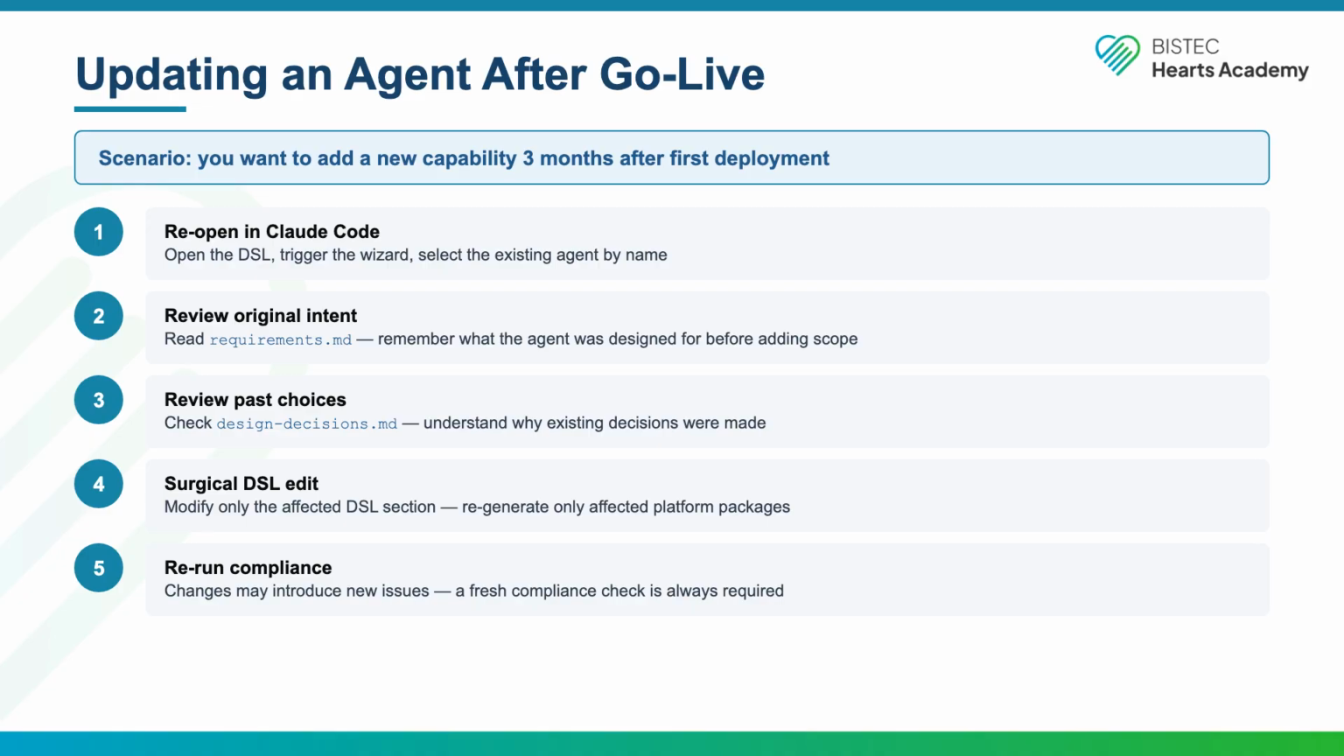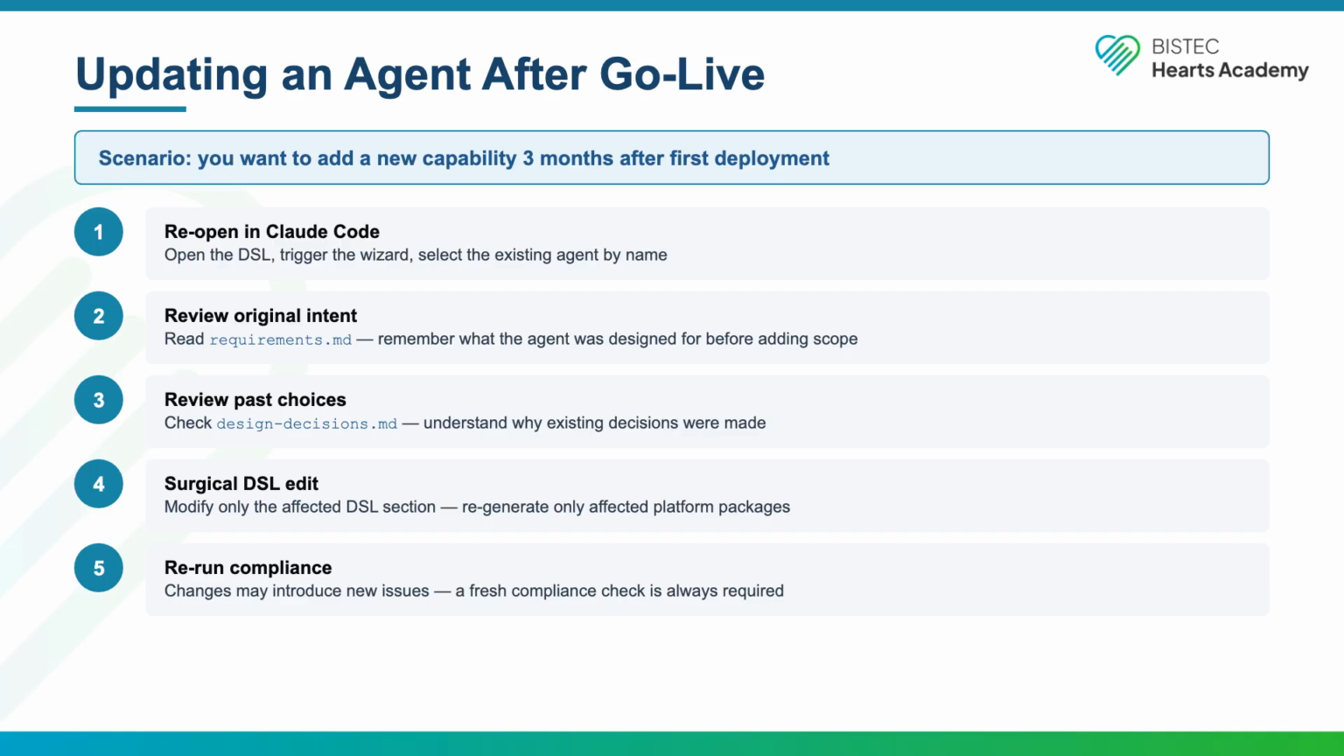When you want to add a new capability to a deployed agent, you open the DSL in Claude Code, trigger the wizard, and select the existing agent by name. The wizard recognizes it and loads the existing DSL context. Before making any changes, read requirements.md to remind yourself of what the agent was originally designed to do, and read design-decisions.md to understand why existing choices were made. This prevents accidentally reversing a decision that was made for good reasons you may have forgotten.